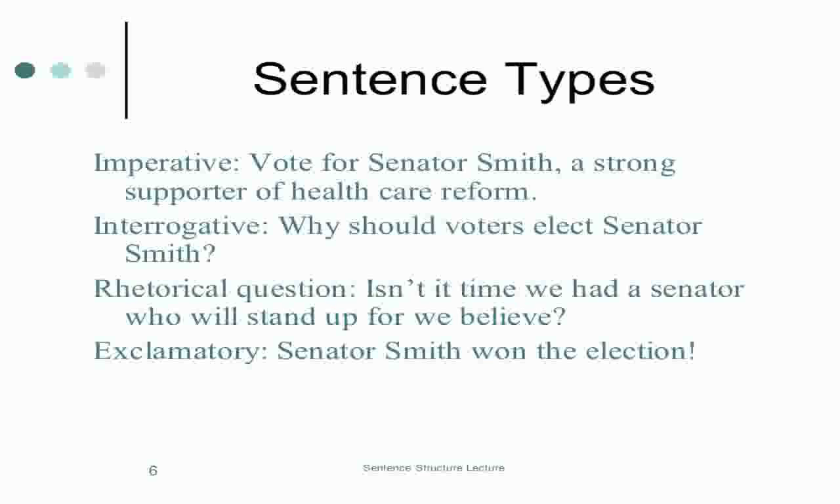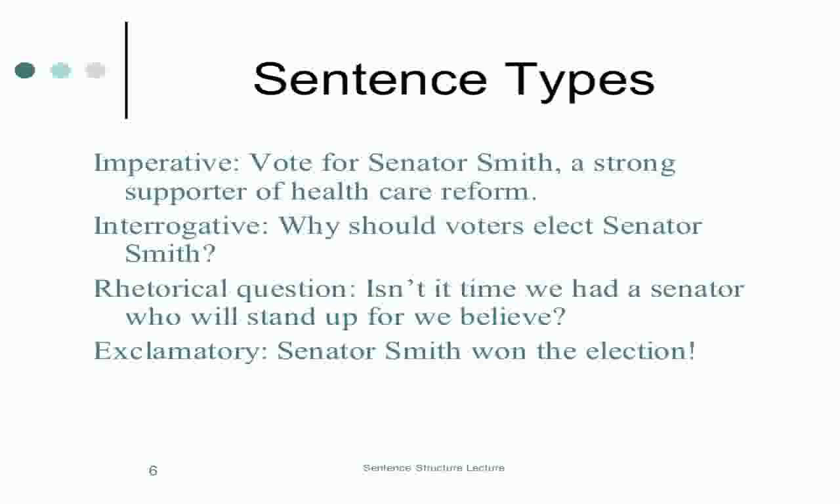An interrogative is a sentence that asks a question, such as, "Why should voters elect Senator Smith?" Sometimes interrogative sentences are also rhetorical questions, questions the writer asks expecting a certain answer, such as, "Isn't it time we elected a senator who will stand up for what we believe?" In this sentence, the writer expects the reader will say, "Of course we should." The question, therefore, works as a rhetorical device. The writer is not going to answer the question, it's just used to engage the reader in what he's saying.